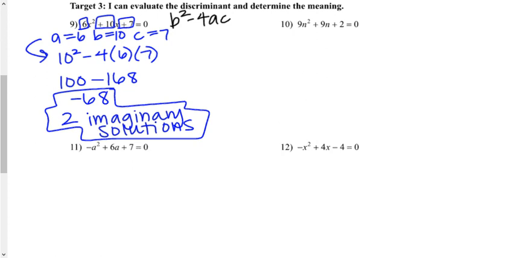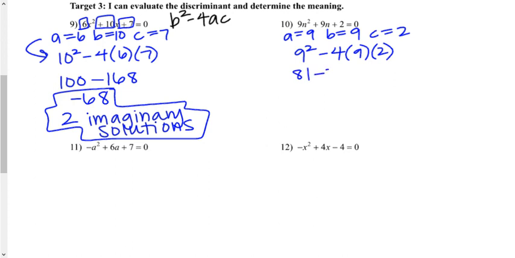And then number 10, my A is 9, my B is 9, and my C is 2. So B squared minus 4AC, 9 squared minus 4 times 9 times 2. So 81 minus 4 times 9 times 2 gives me 72. So 81 minus 72 gives me 9, which is a positive number, which means I have 2 real solutions.